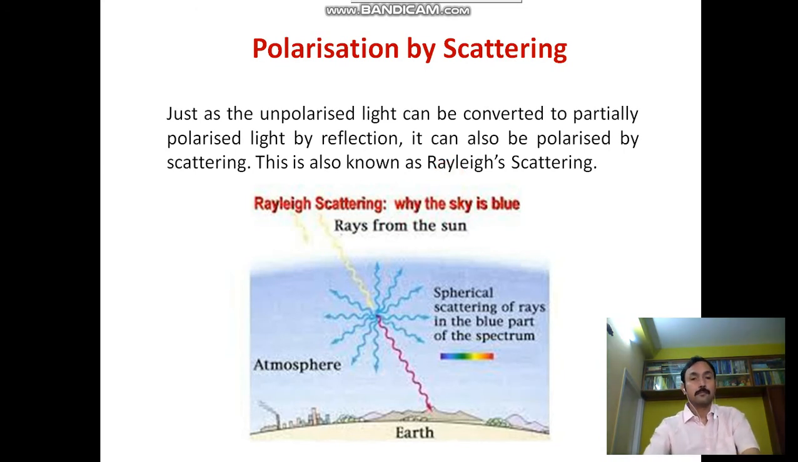Polarization by scattering. Just as unpolarized light can be converted to partially polarized light by reflection, it can be polarized by scattering also. This is known as Rayleigh scattering. This is the picture of Rayleigh scattering. Rays are coming from the sky. The spherical scattering of rays in the blue part of the spectrum is the cause behind the blue color of the sky, and other vibrations are coming to Earth.